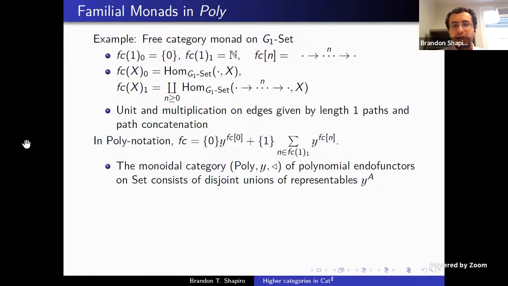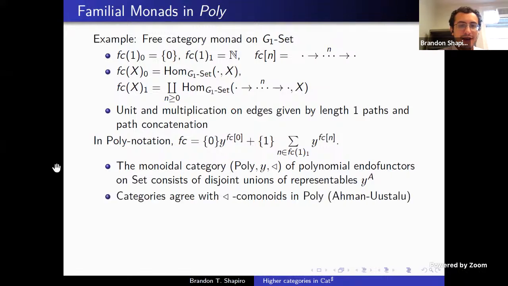So polynomial functors are just the subcategory of endofunctors on Set, given by disjoint unions of representable functors. And these are closed under composition. They include the identity, and they give us this nice category theory that Topos Institute has worked on so diligently.